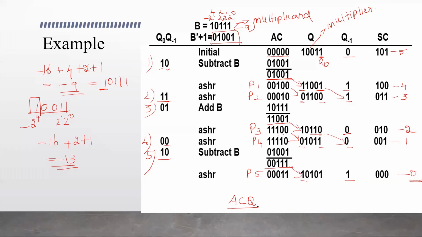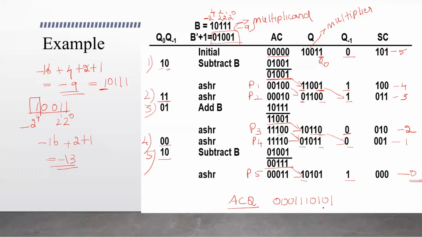Q initially was the register that was storing the multiplier. But as we shifted right, the multiplier bits are replaced with the least significant bits of the result. So the result is 0, 0, 0, 1, 1 as the most significant bits, and the least significant bits are 1, 0, 1, 0, 1.